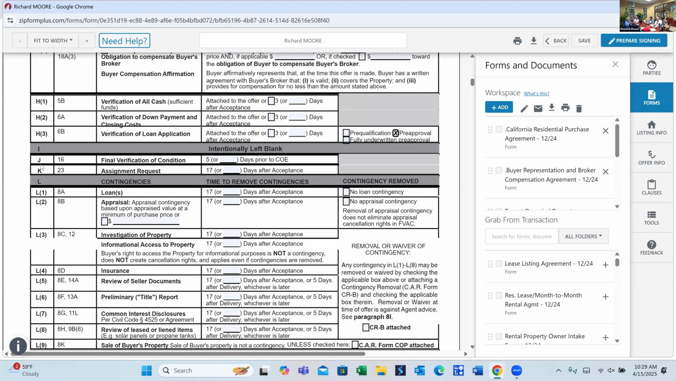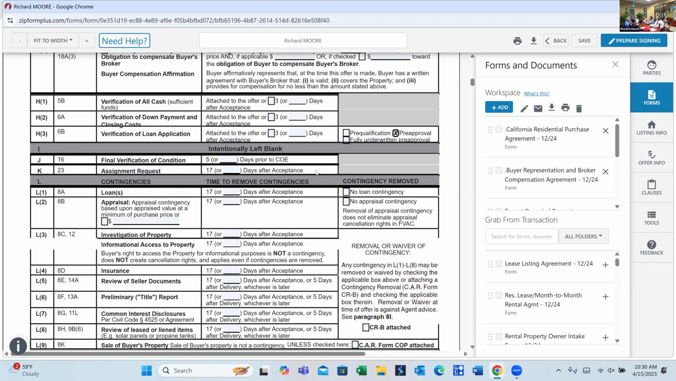And then assignment request, section K. 17 days, we see far more assignment requests today than ever. Now, an assignment request is simply, I signed the purchase contract as Richard Moore, but now I want to assign my interest into my family trust. The seller, if I'm the sole beneficiary of the family trust, cannot deny the assignment. If I transfer it into an LLC in which I'm the sole owner of that LLC, the seller cannot deny that assignment.